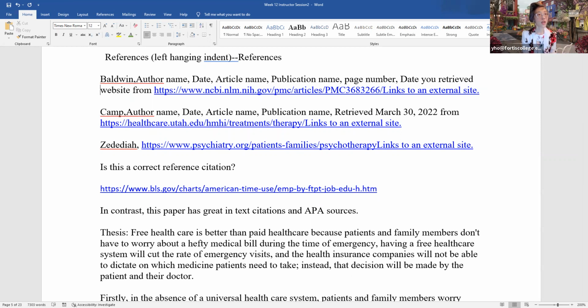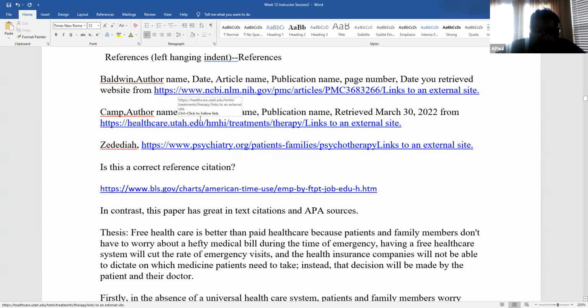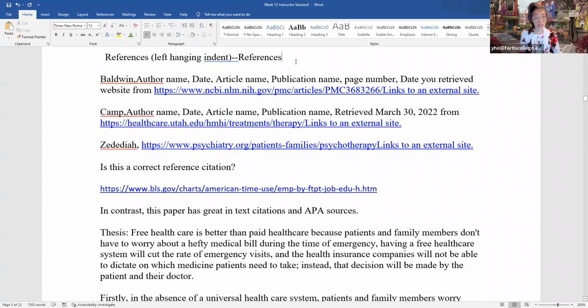To the margin. There is a way to do it here in Word, which I did not prepare. But it's really easy, and I'm not going to get into it because I'm going to lose my spot. So if you want to look up left hanging indent, that's easy to look up in a YouTube video, and that's only for your references page.